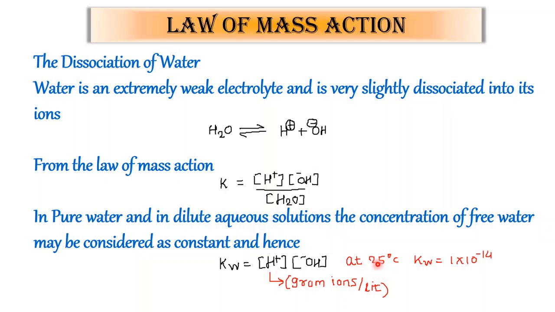We previously mentioned at a constant temperature, we are considering room temperature. This concentration of H and OH are expressed normally in terms of gram ions per liter. And the value of Kw at 25 degrees Celsius is considered as 1 into 10 to the power minus 14. So as the temperature changes, this value will also change.